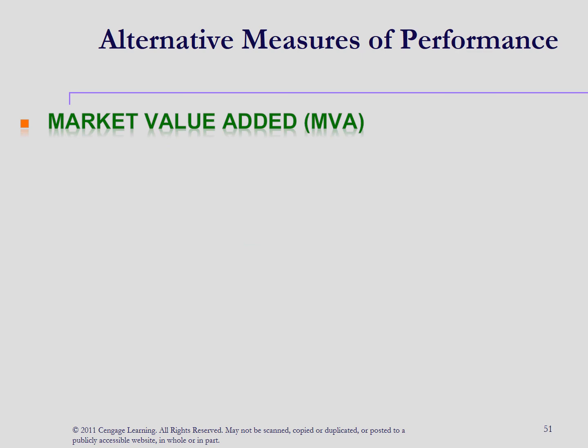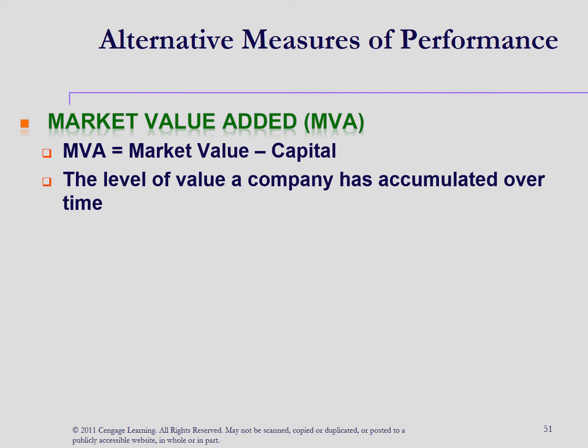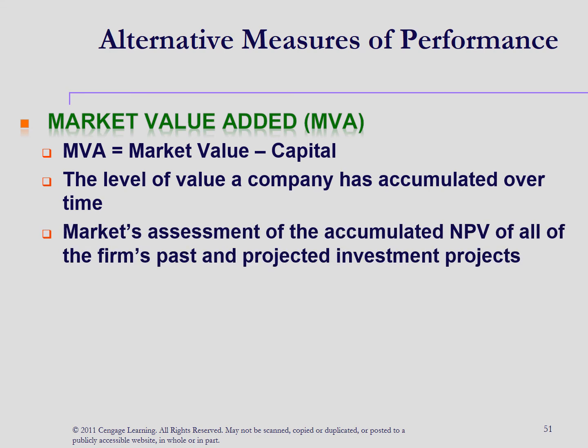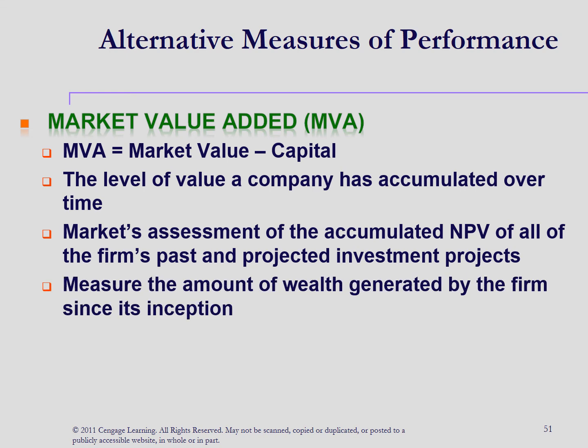Market value added. Market value added is defined as the difference between market value and the capital invested. It indicates the level of value a company has accumulated over time. It is the market's assessment of the accumulated net present value of all of the firm's past and projected investment projects. Market value added measures the amount of wealth generated by the firm since its inception.